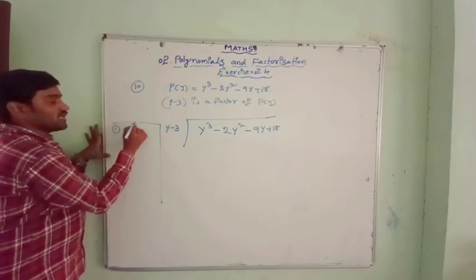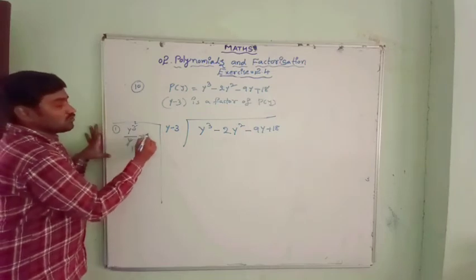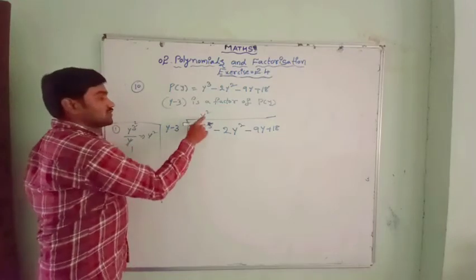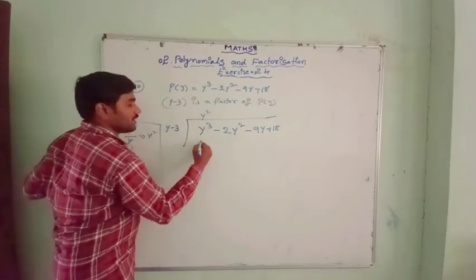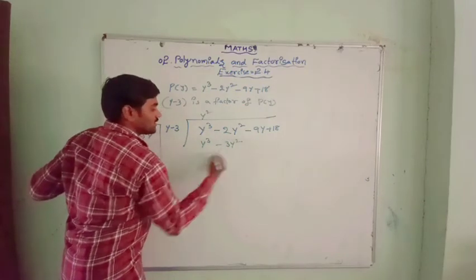Okay, y and y get cancelled here. 2 y's out of 3 y's, 1 y is cancelled. 2 more y's will be left. That is y square. So the y square here is the quotient place. Now this 2 we need to multiply. Y square into y, that is y cube minus 3 into y square, minus 3y square.